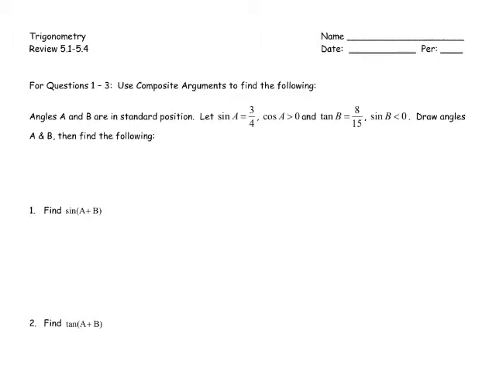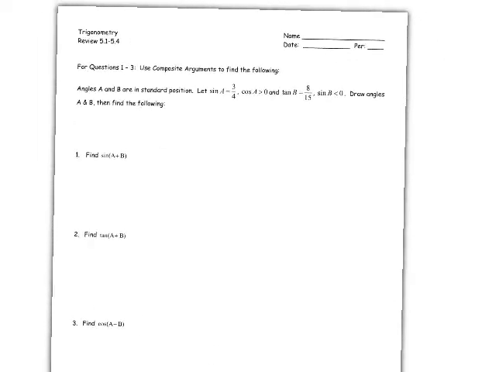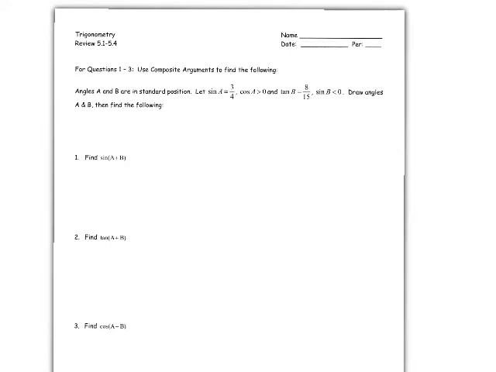So, number 1 through 3 are all dealing with the information right here. So this information: angles A and B are in standard position. Let sine of A equal 3/4 and cosine of A be greater than 0. Then it tells us that tangent of B is 8/15 and sine of B is less than 0. Draw angles A and B, then find the following.